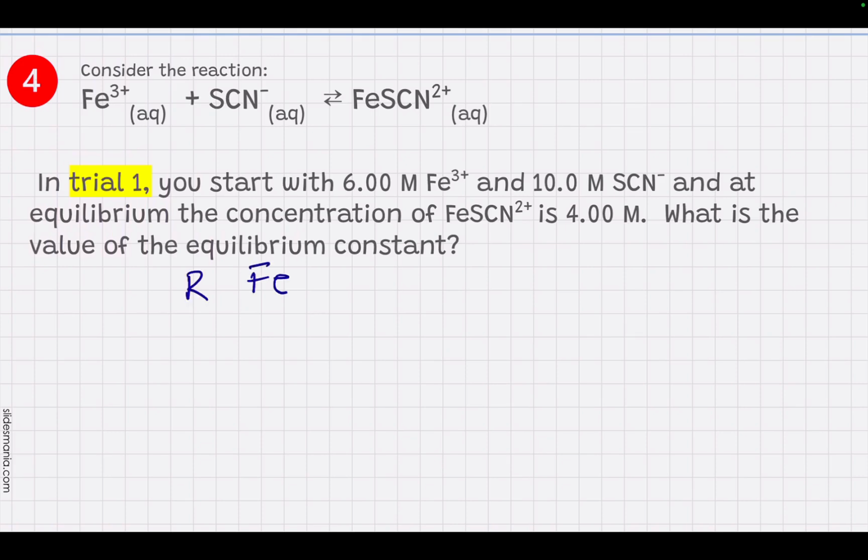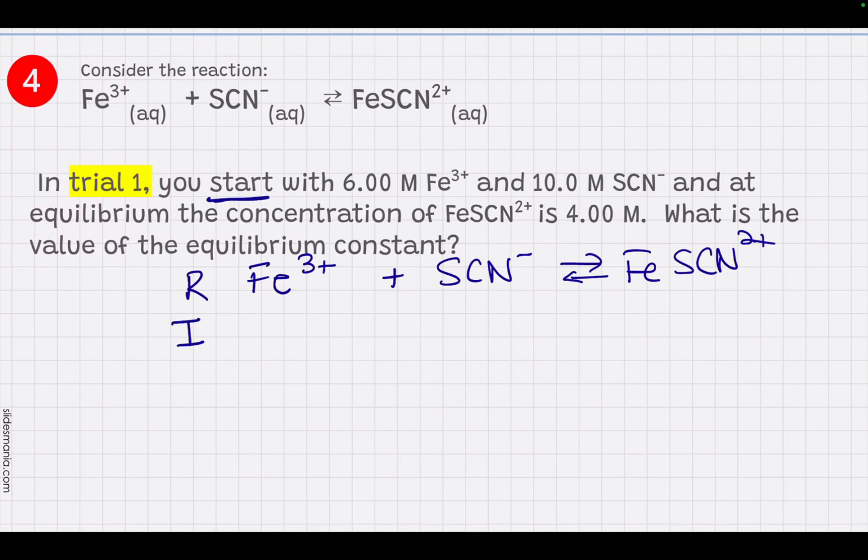So R is for the reaction. It's helpful to have it right here in the problem. I know it's up above, but I is the initial condition. So in the question, they said we start with 6 moles per liter. This always has to be molarity, by the way. So if you're given moles and the volume, you do have to calculate it. 10 moles per liter of the thiocyanate. They don't mention the iron thiocyanate at the beginning, so we're always going to assume that's 0.